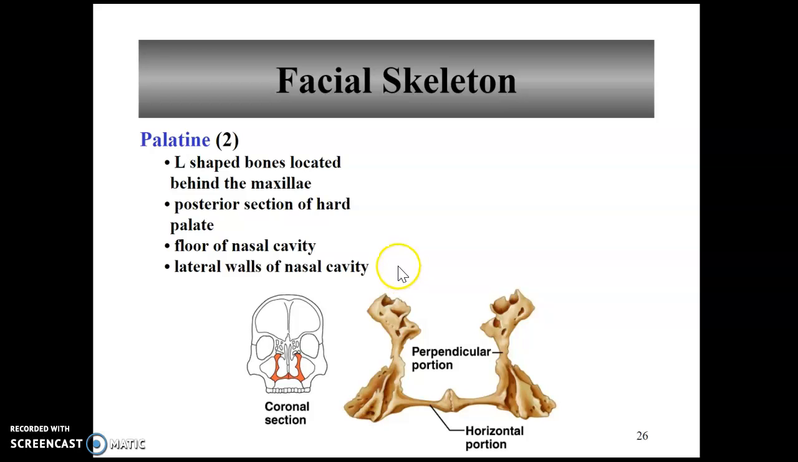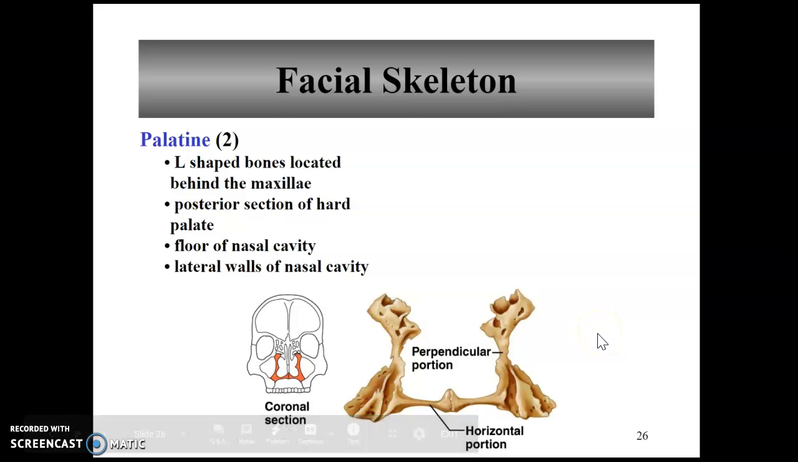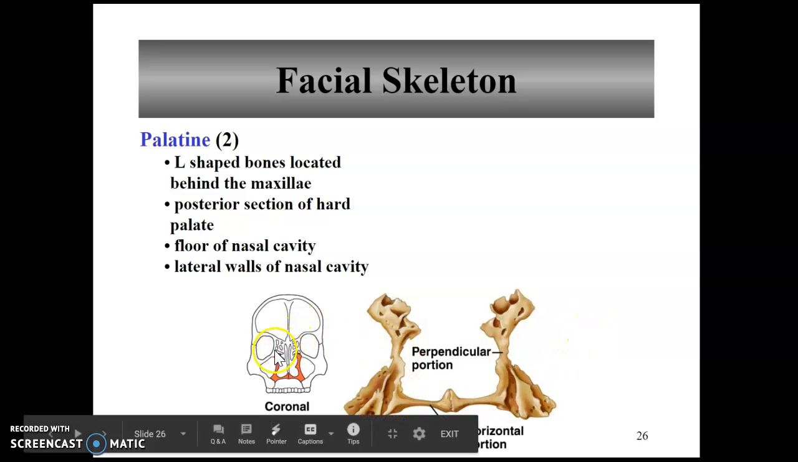Sticking with the facial skeleton, you have your palatine. There's two of them. This is right behind the maxilla. It's kind of an L. One of them is L-shaped, and then they come together. It's your palate, the top part of your mouth. This is going to be the posterior or back section of that hard palate. It also makes up the floors of the nasal cavity, and those lateral walls are the outside walls of the nasal cavity.